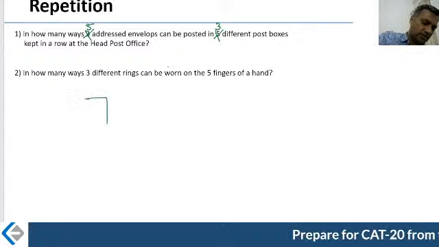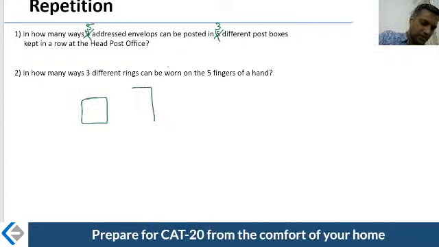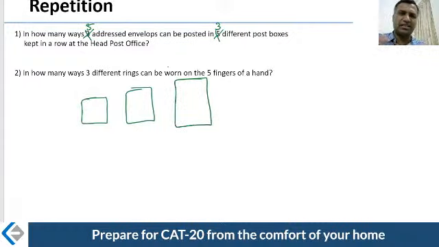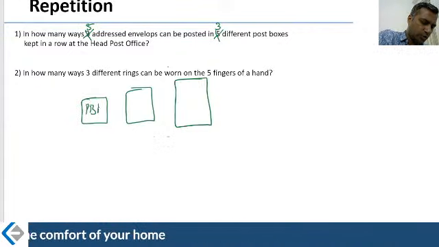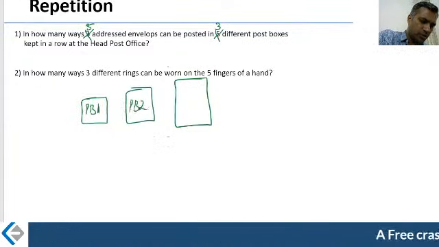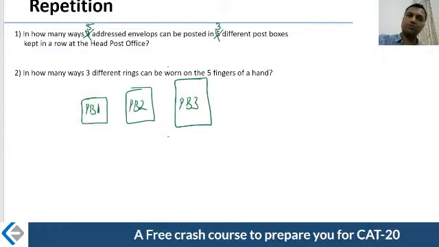Alright, now say that there are 3 different boxes. One is a little small, there is a little bigger one, and there is a huge one, or color-wise they are different, whatever, just ensure that they look a little different. This is post box number 1, this is post box number 2, this is post box number 3.